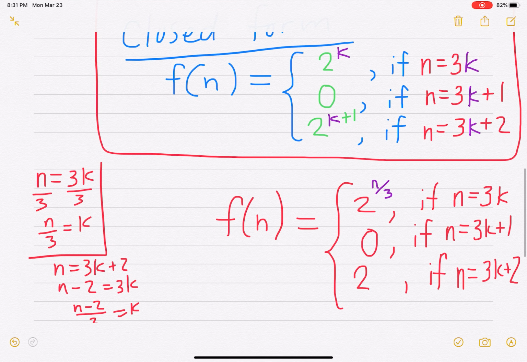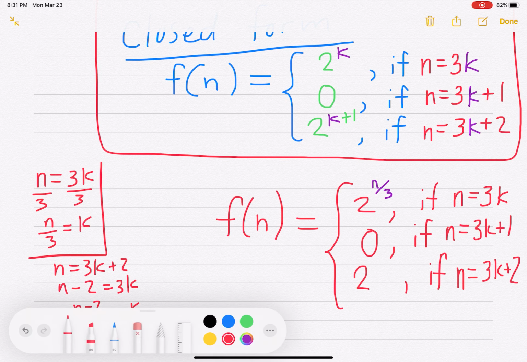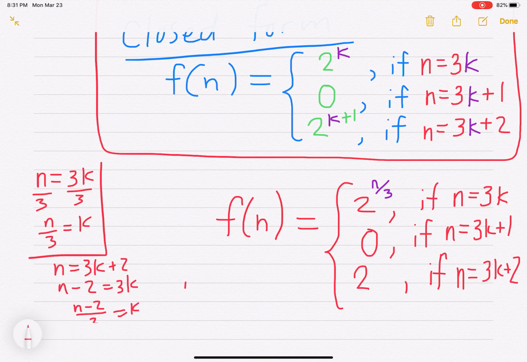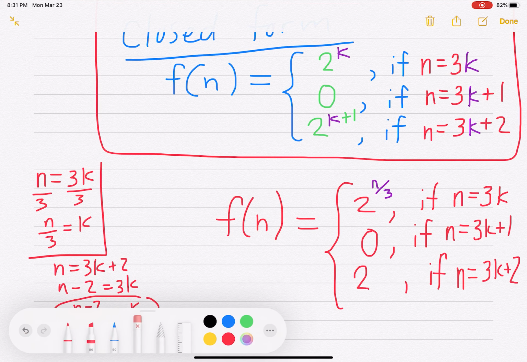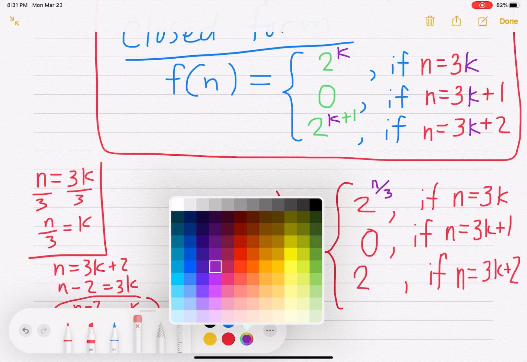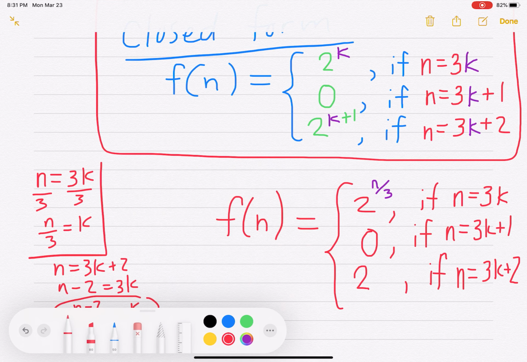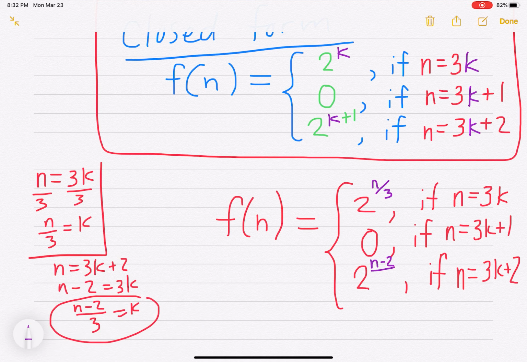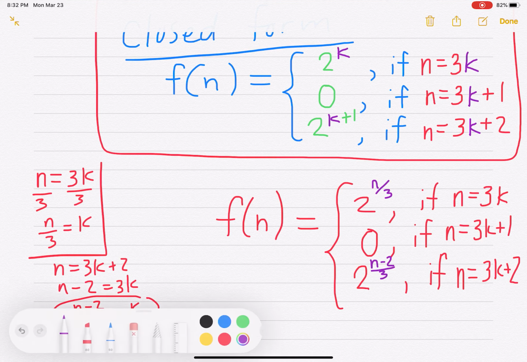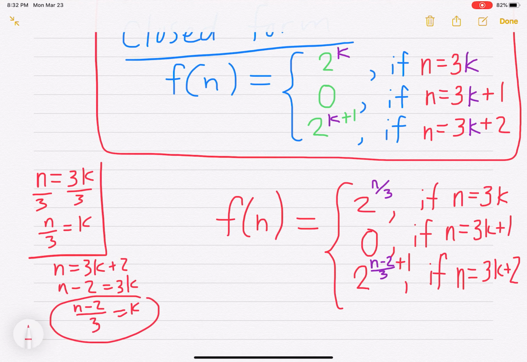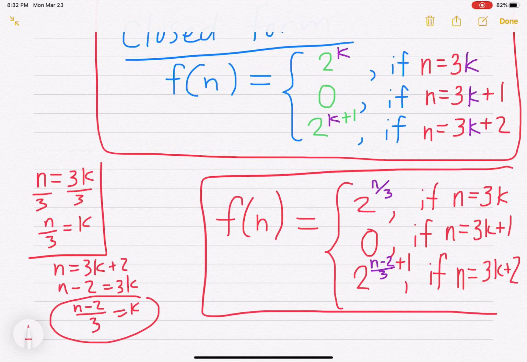Let me scroll that a little bit. It didn't come out too well. Right, so k here is going to be n minus 2 over 3. So instead of writing that purple k and then plus 1, we can put n minus 2 over 3 in place of the k, and then a plus 1 as an exponent. Yeah, so here's another way to do it. Here's an alternate way to do it. I don't care how you do it. Either one is good to me.